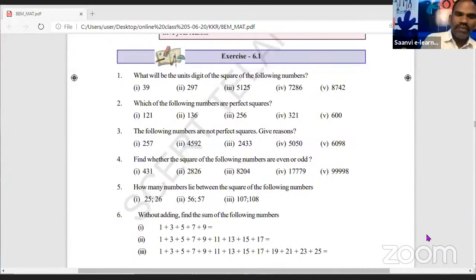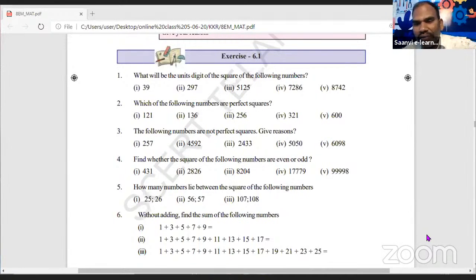Next, 136. What is the second one? Can we write 136 as a product of two same numbers? We can't write. So 136 is not a perfect square number. Third one, 256. How can we write? 16 into 16. 16 into 16 equal to 256. So 256 is a perfect square number.